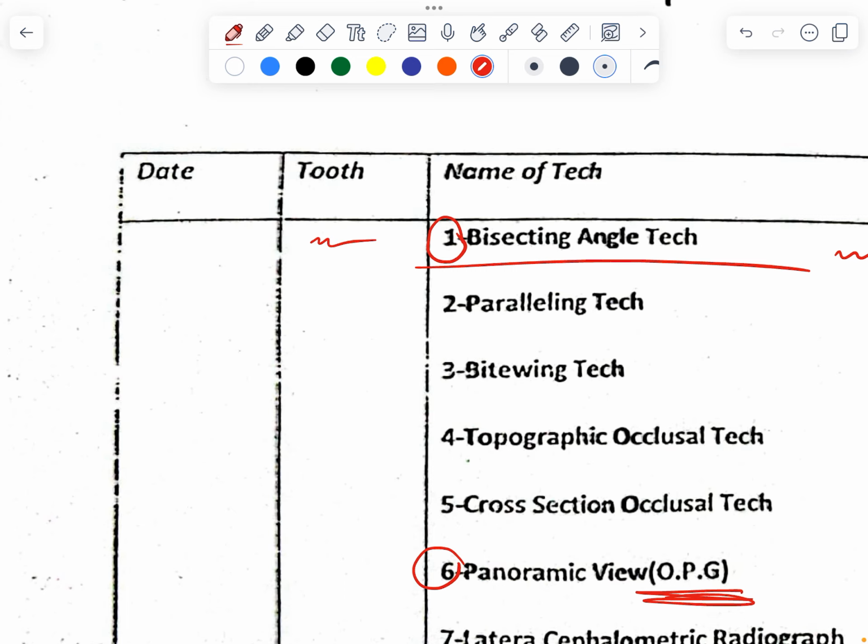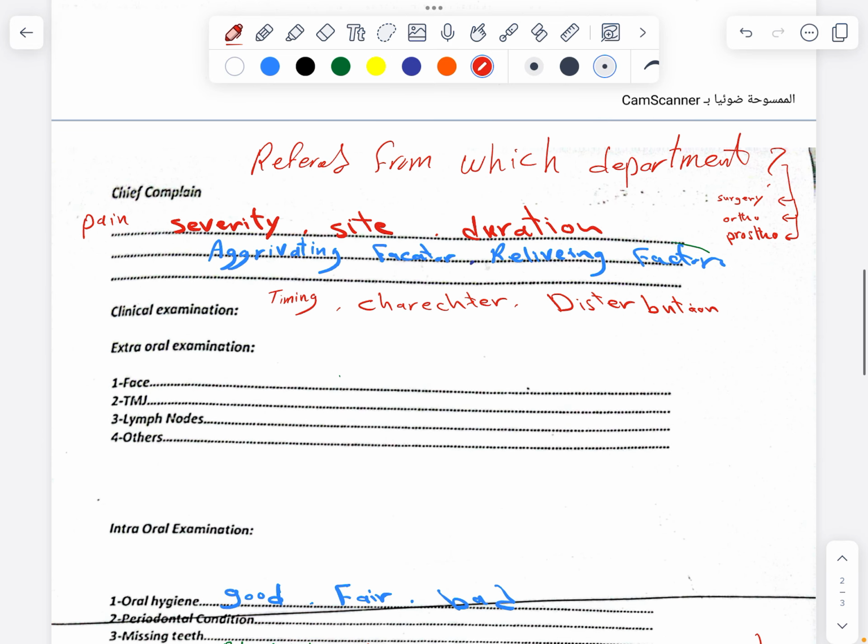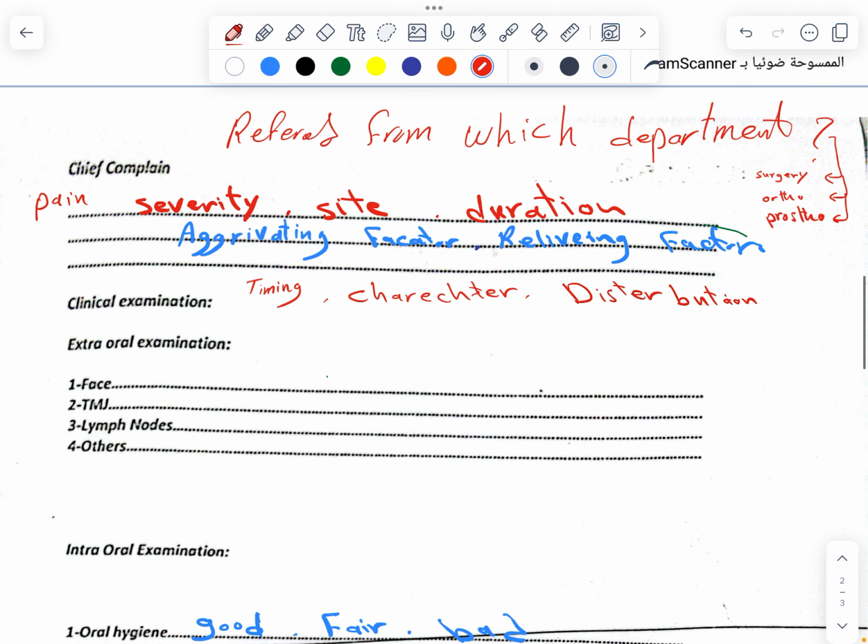The first and most important one is the chief complaint, because the differential diagnosis will depend on this point. Regarding chief complaint, it is either referral from any department, either oral surgery, prosth, ortho, or for checkup, or he suffers from pain.